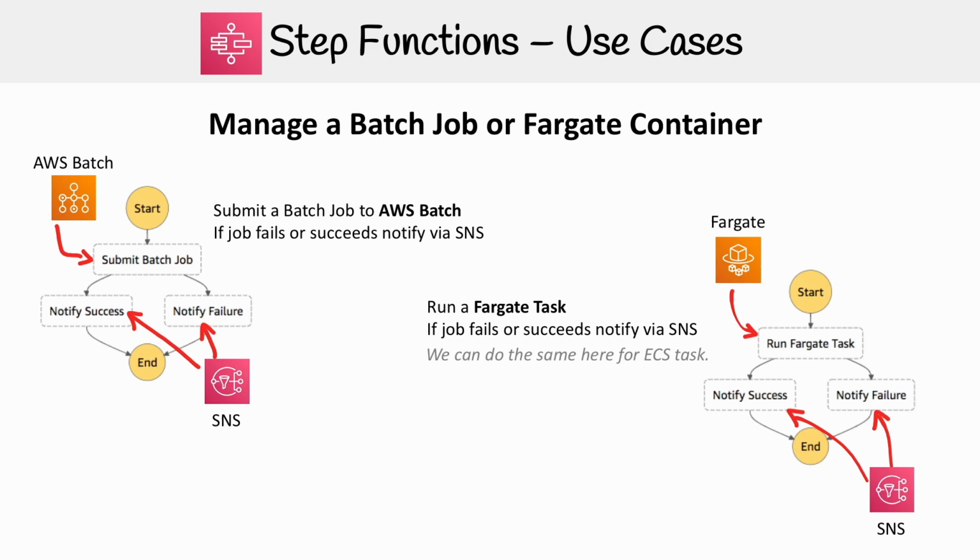Then you have the case with a Fargate container. So it's pretty much the same process, except now we're replacing AWS Batch with a Fargate container. So run a Fargate task. If the job fails or succeeds, notify via SNS. And we could make this even like a third use case where we replace Fargate with an ECS task. So there's a lot of reusability with this one, and it's very simple.